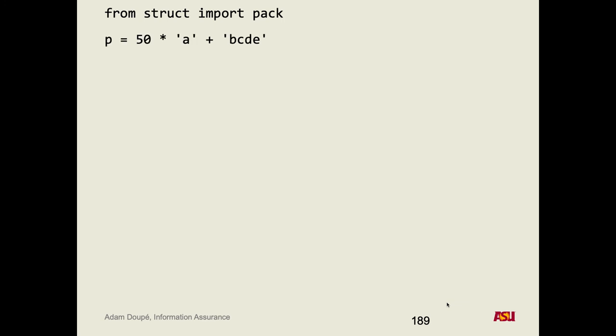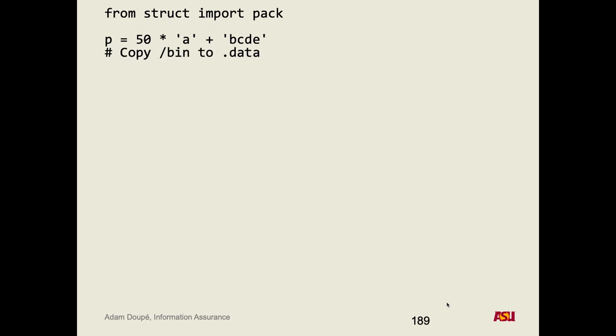We're going to create our payload, P. We're going to first have 50 A's and then B, C, D, E. That's going to be our input as argv[1] to this program. What is that overflow going to do? It's going to change the base pointer. First just 50 A's and then the base pointer, B, C, D, E.